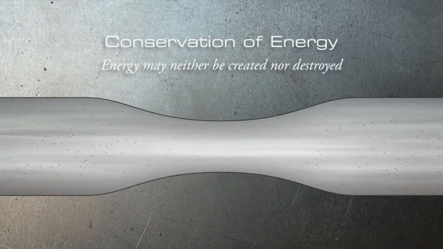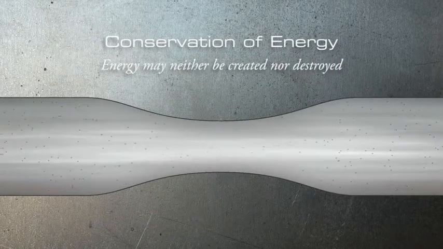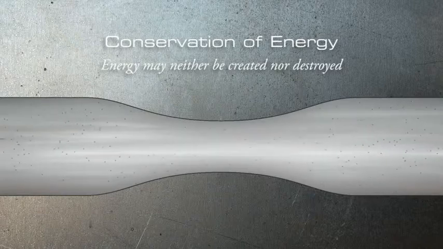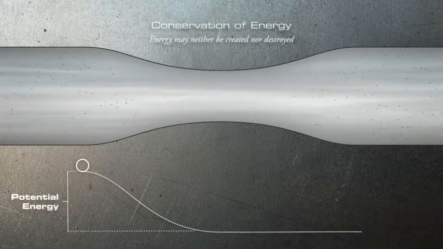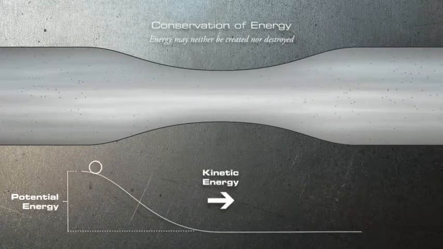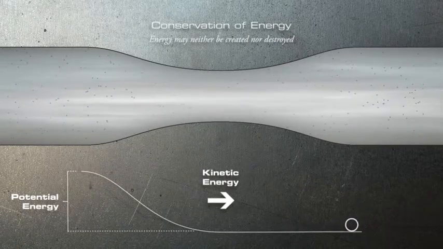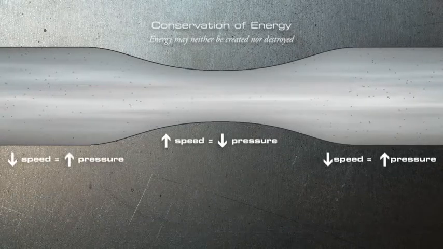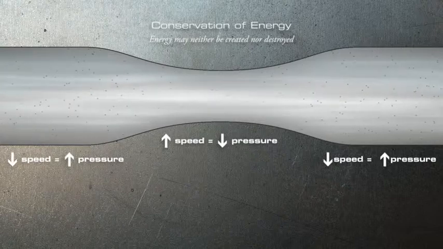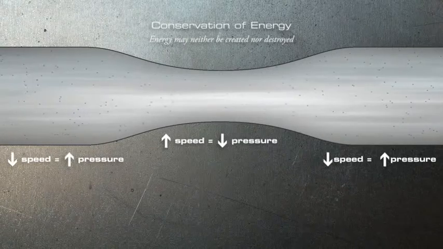The law of conservation of energy states that energy may neither be created nor destroyed, but takes on various forms. In this example, as the ball rolls down the hill, the loss of potential energy is converted into kinetic energy, illustrating the law of conservation of energy. So more speed and kinetic energy means less pressure, and more pressure means less speed and kinetic energy.